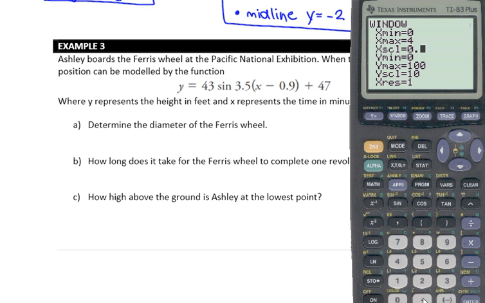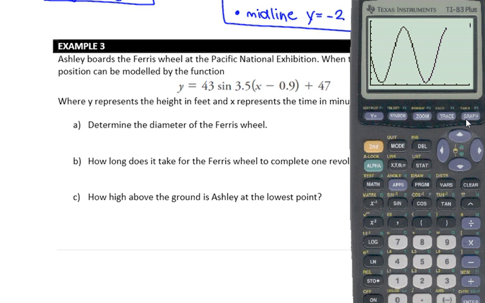Scale of 0.5 maybe. So I figured out my period by going 2 pi divided by b, and I basically doubled it so I can see 2 full rotations when we graph it. Yeah, you could try zoom trig. There's a zoom trig button. You try that. But now I know this is going to be a perfect window setting. Look how beautiful that is. I don't think you can get better. It's just so nice. Okay, so now we've done that.